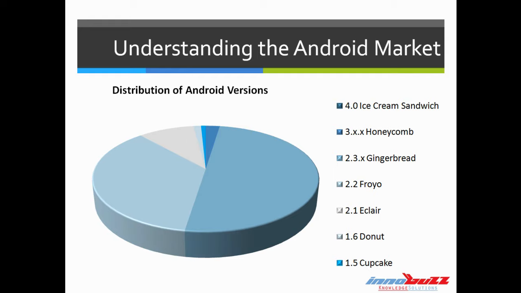This is a pie chart of the distribution of Android versions. This pie chart shows that many devices in the market running Android have the Android Gingerbread version, whereas Froyo is the second leading Android version. There are a few devices which are running on Android Honeycomb, which are nothing but tablets. But still there are devices which haven't received any updates beyond Donut or Eclair.